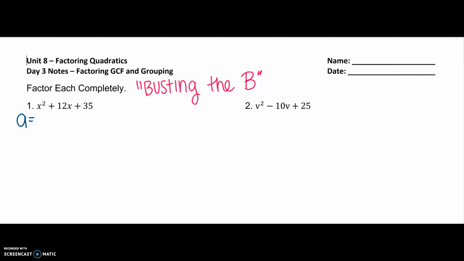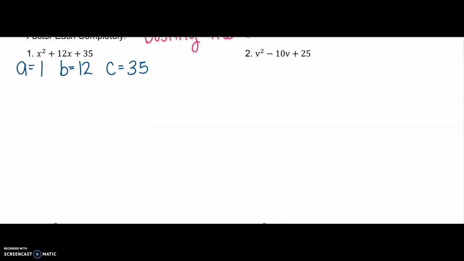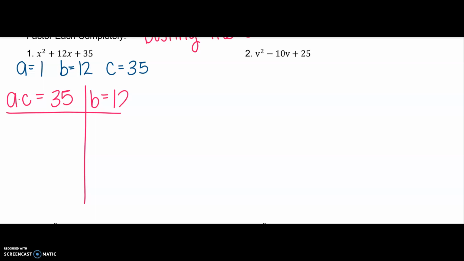In this problem, my a term is 1, my b is 12, and my c is 35. With this, I'm going to make a table. On my table on the left side, I'm going to have a times c, and on the right side, I'm going to have my b value. A times c in this case is 35. And my b value is 12.